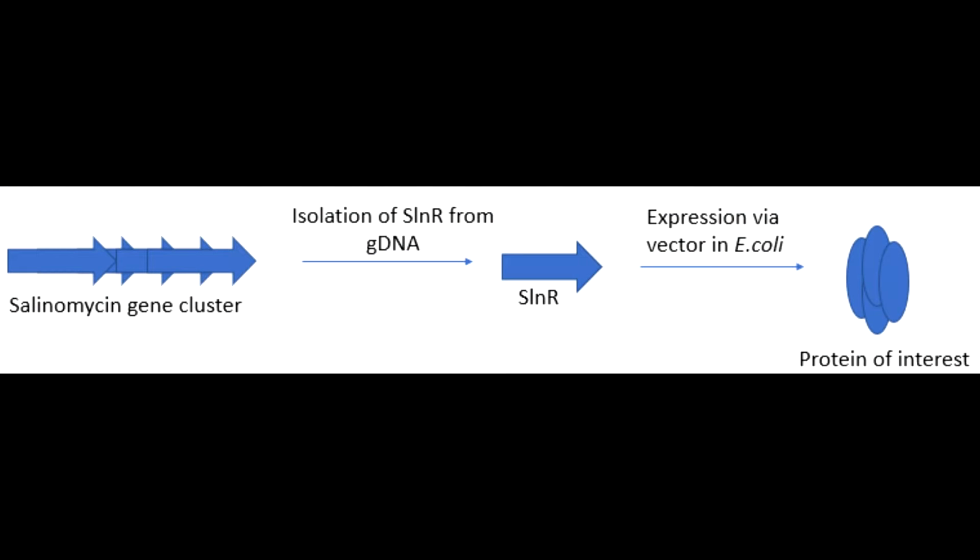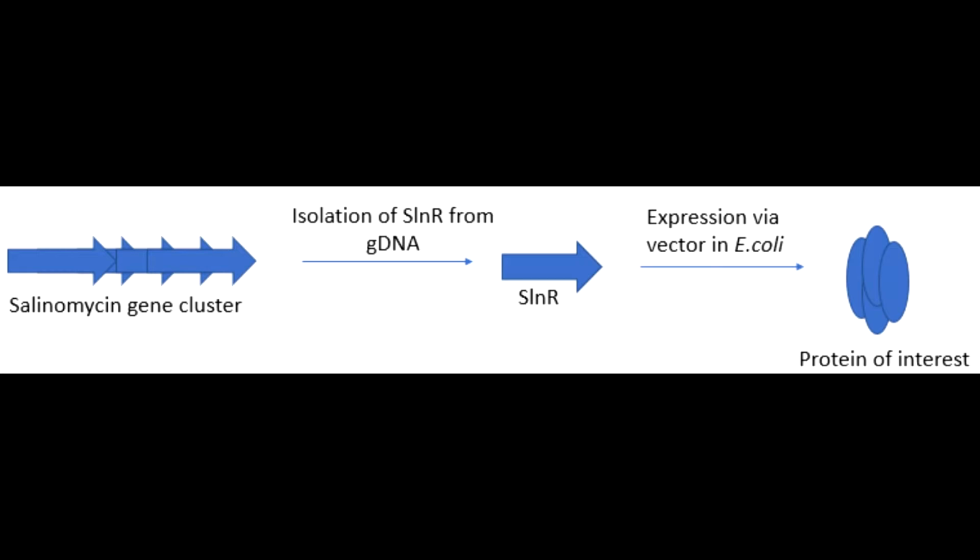Our first step would be to clone the LuxR family transcriptional regulator, SlnR, into E. coli cells. How would we reach that goal? Our plan would be to clone the salinomycin-producing gene cluster from Streptomyces albus into E. coli. Since salinomycin targets gram-positive bacteria, the gram-negative E. coli is a good candidate for salinomycin production.